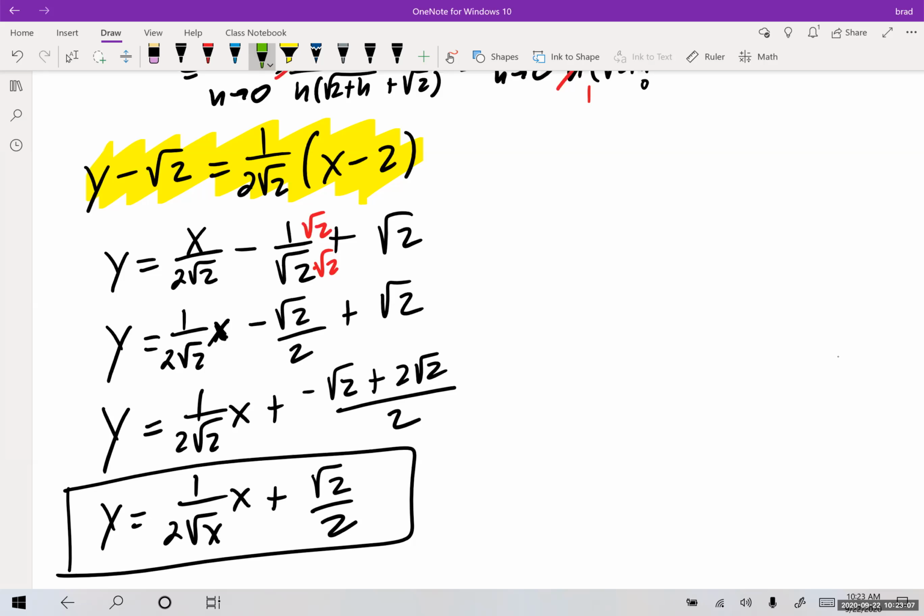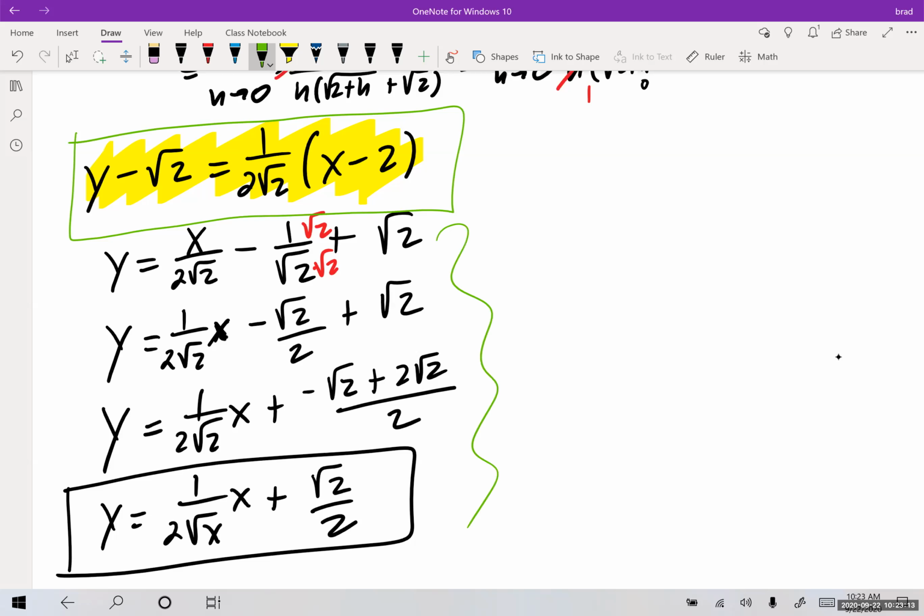But again, this answer would be acceptable if they do not ask for it in y equals mx plus b. If they do, then you've got to do all this little extra work, okay? Because they just asked you to find the equation, and this is the equation of the tangent line. Okay, so we did our job, all right?